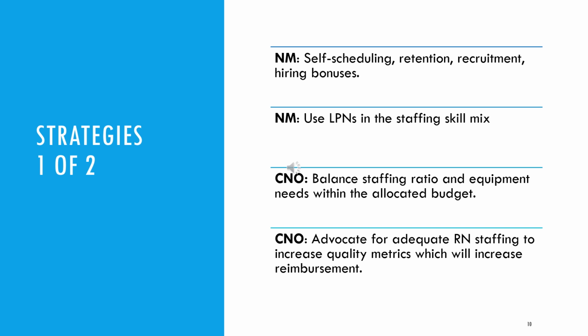For the CNO to advocate for adequate RN staffing to increase quality metrics, as per JAMA, this study suggests that holding average staffing levels constant, day-to-day staffing stability, especially avoiding days of low staffing of licensed practical nurses and certified nurses, is a mark of better quality of nursing homes.